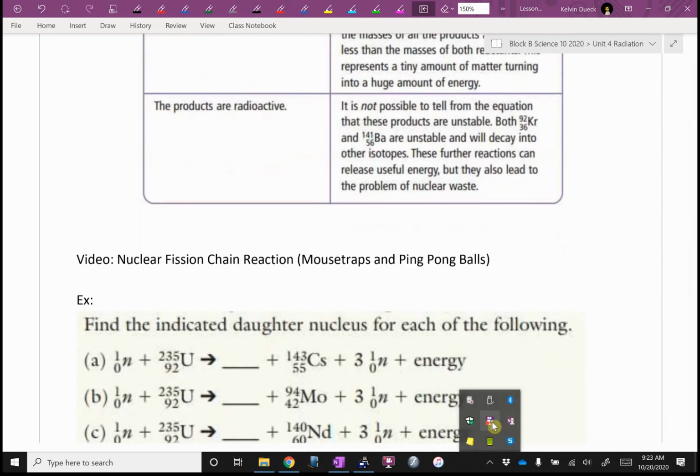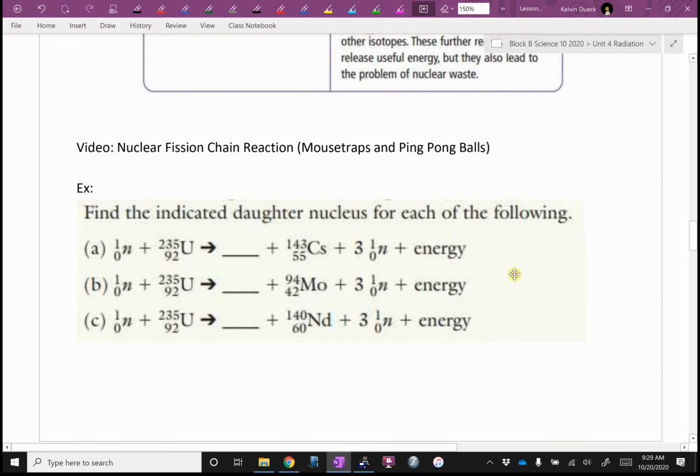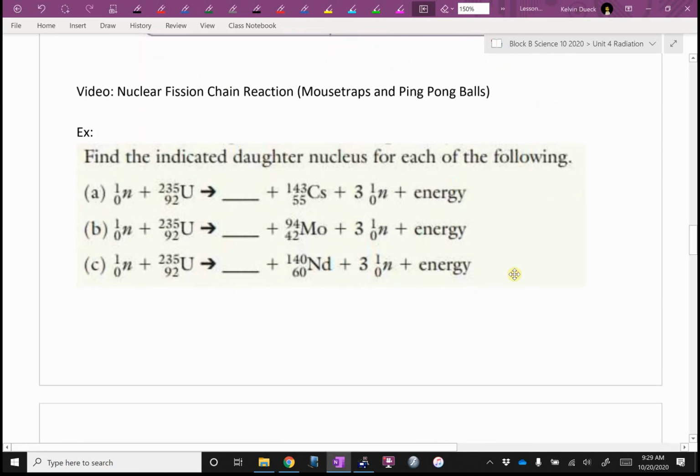Put your pencils down. So here's a couple of equations. You're going to want your calculator handy, or maybe you can do the math in your head. It says find the indicated daughter nucleus for each of the following. So we start out with 1 neutron and uranium-235, and we end up with, well, first of all, our total mass to begin with is 236. I got that by going 1 plus 235. So I have to finish with 236.